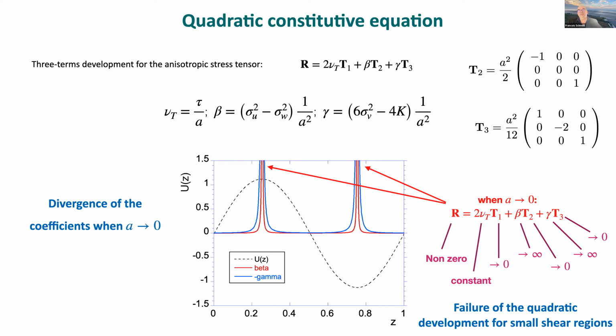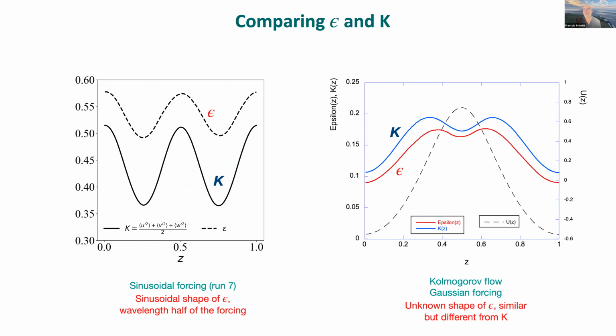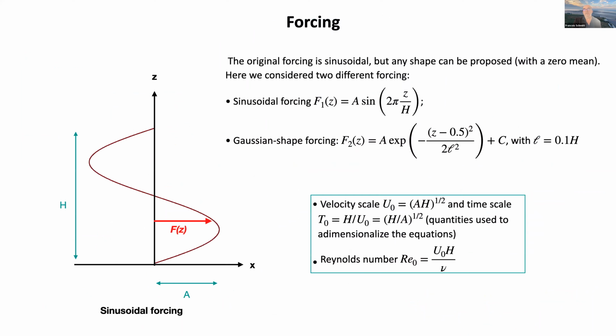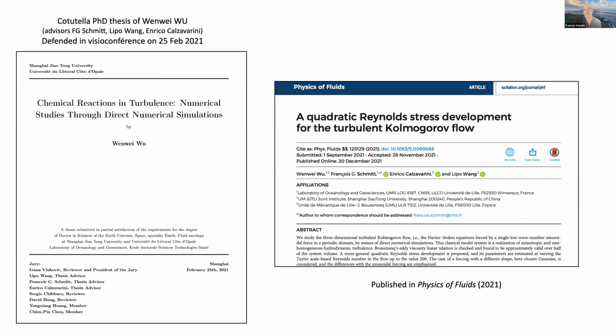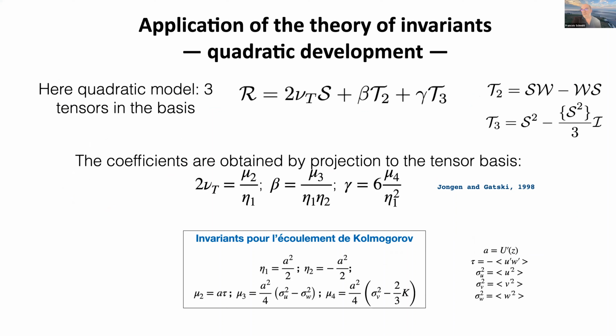This approach can also be done for general flows when we have more tensor bases, but I think they're not totally orthogonal to each other, so it's a bit more complex. But I think this approach was originally proposed in papers of Gatski and Jongen, and also perhaps Spezialle, I think, at that time. And so they tried to make some projections in those papers to obtain the coefficients. Thank you very much.